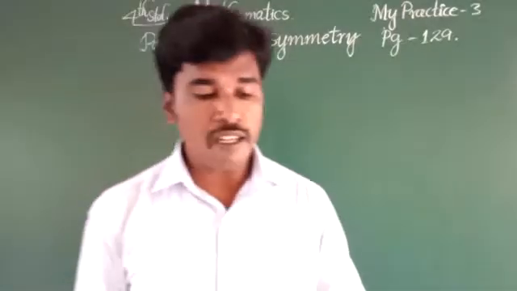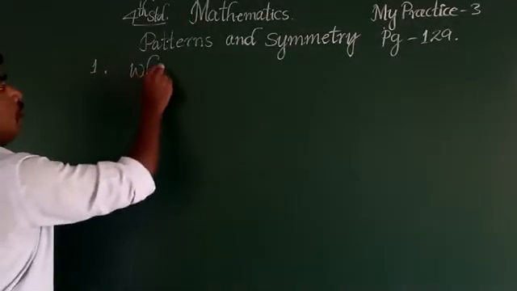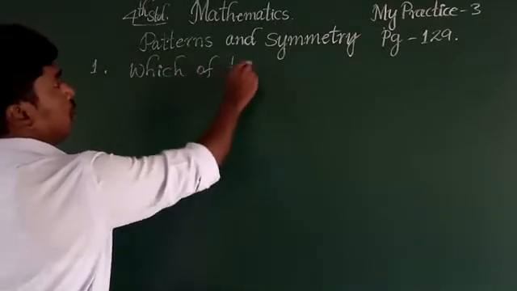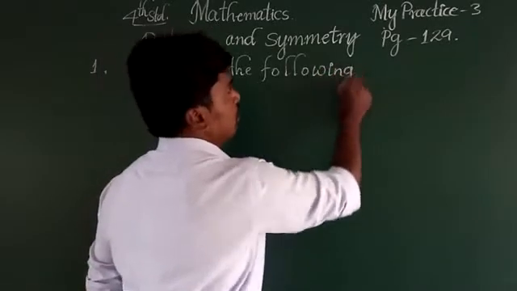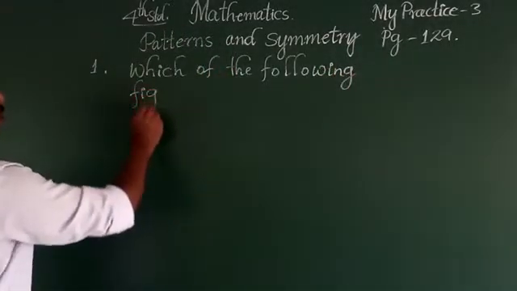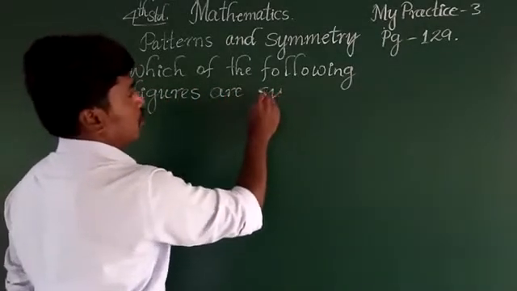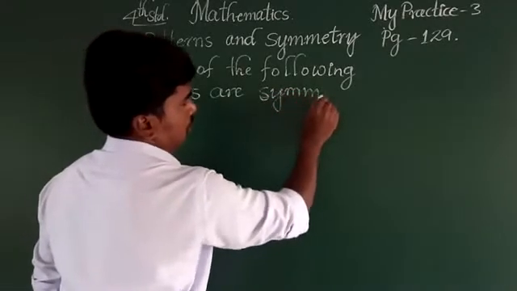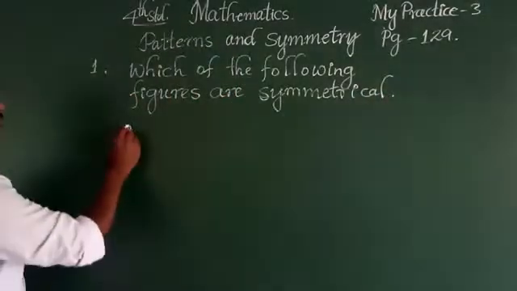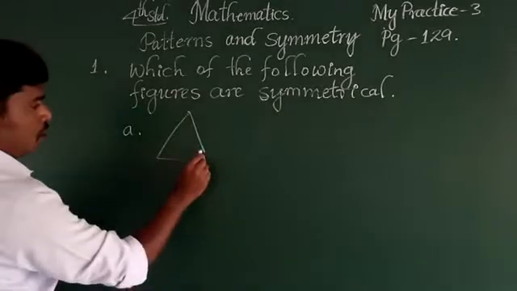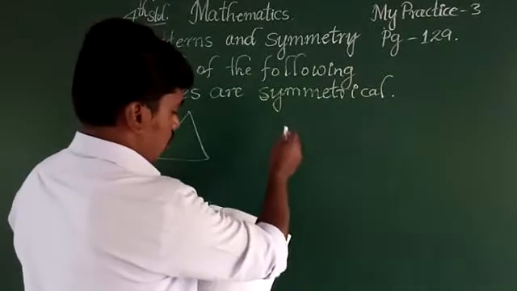Which of the following figures are symmetrical? Here, dear children, the first one is a triangle. The second one is a hexagon.